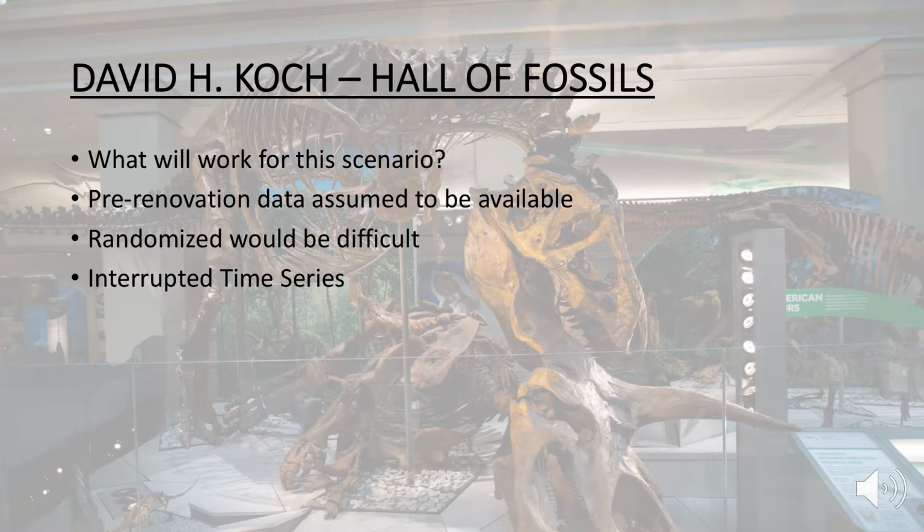What would work best here? Well, random would be very difficult. The most readily available group for the museum to be able to compare would be the visitors to other museums. But by surveying visitors, they already have an affinity for the museums and for science. My suggestion would be an interrupted time series.